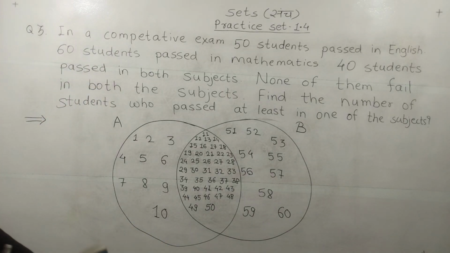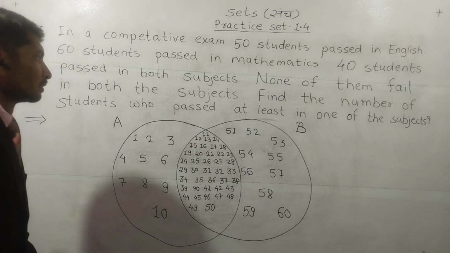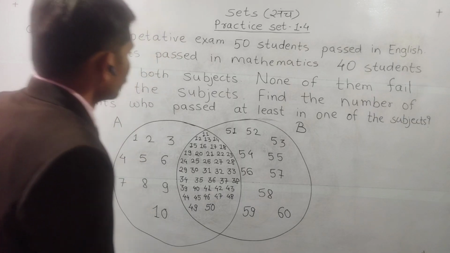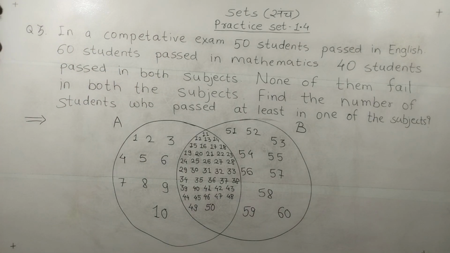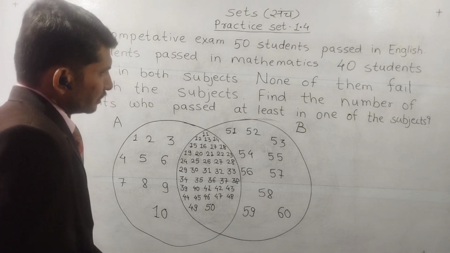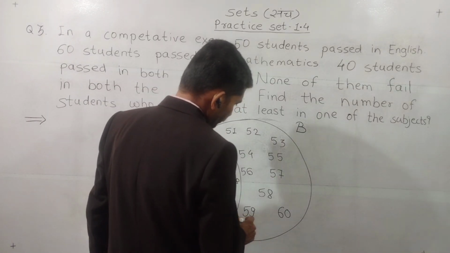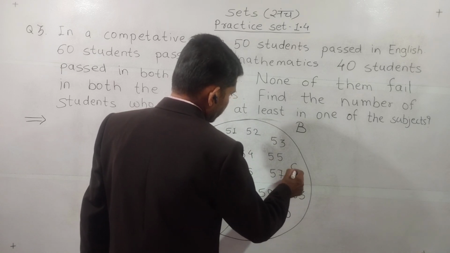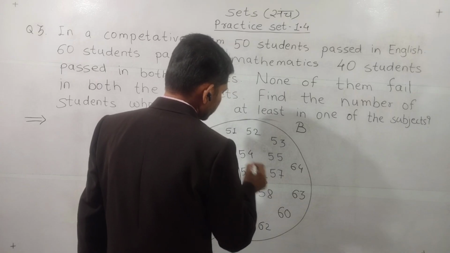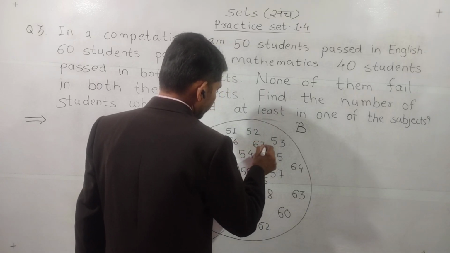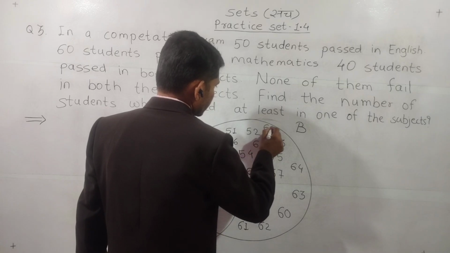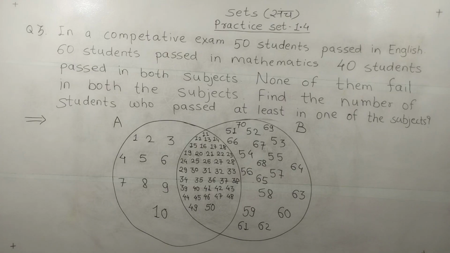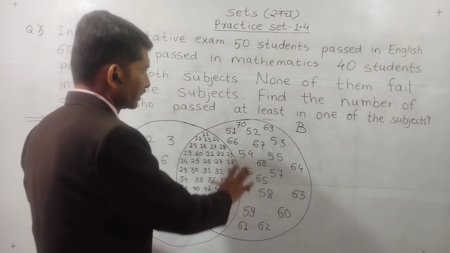Now see, the total students who passed in mathematics go up to 70. We have to write here up to 70: 61, 62, 63, 64, 65, 66, 67, 68, 69 and 70. In total we can say 60 students are there in set B.